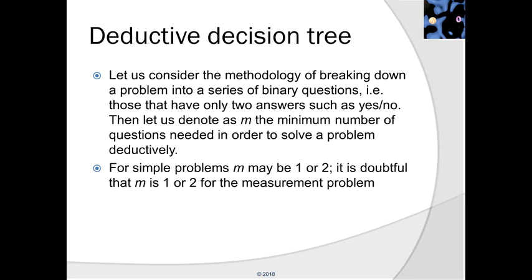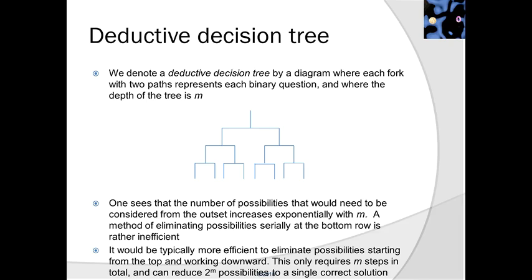Let us consider the methodology of breaking down a problem into a series of binary questions, in other words, those that have only 2 answers, such as yes, no. Then let us denote as m the minimum number of questions needed in order to solve a problem deductively. For simple problems, m may be 1 or 2. It is doubtful, however, that m is 1 or 2 for the measurement problem. We denote a deductive decision tree by a diagram where each fork with 2 paths represents each binary question, and where the depth of the tree is m.